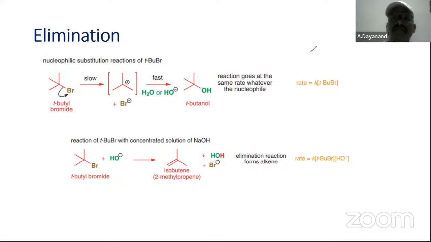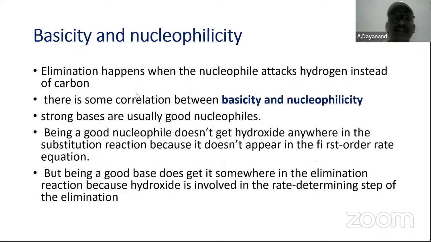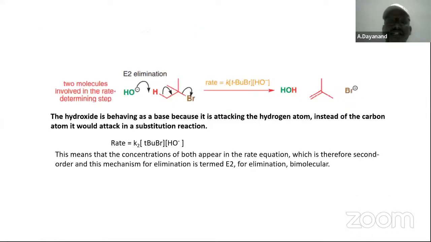There is some correlation between basicity and nucleophilicity, which we discussed earlier. Strong bases are usually good nucleophiles; to have strong nucleophiles, you need strong bases. Being a good nucleophile does not matter for hydroxide in the substitution reaction, because it does not appear in the first order rate equation. But being a good base does matter in the elimination reaction, because hydroxide is involved in the rate determining step.